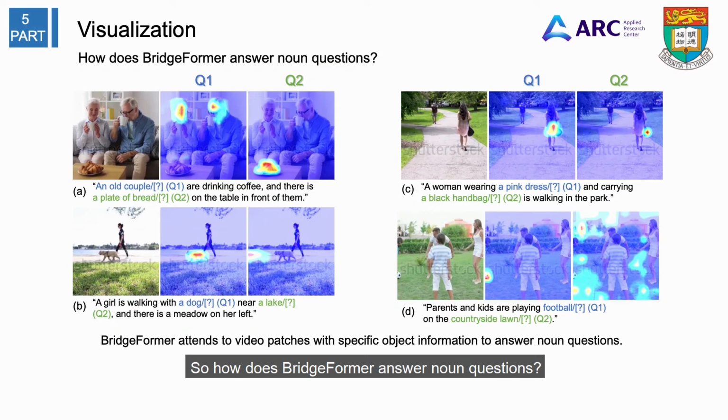So how does bridge format answer noun questions? We visualize the cross-modality attention between the text tokens of noun questions and video tokens. We can see that bridge format attends to video patches with specific object information to answer noun questions. It shows that video format can extract accurate spatial content, and text format can understand the semantics of the question.